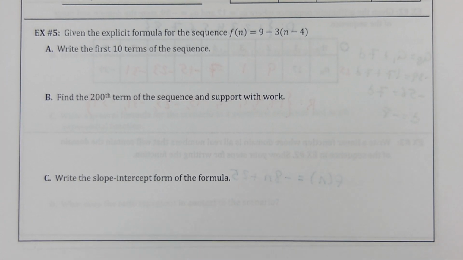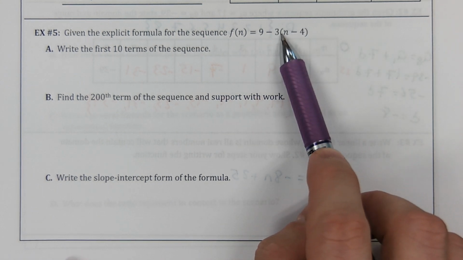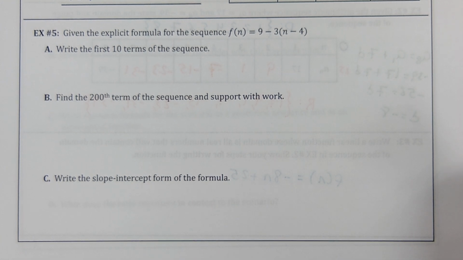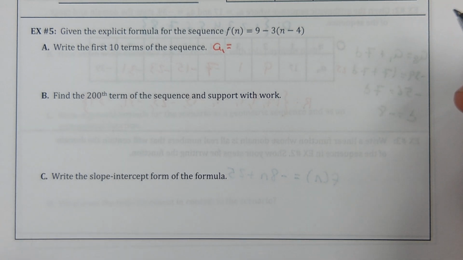Given the explicit formula right here, we can see it's arithmetic because this would be our common difference. Write the first 10 terms of the sequence. And you could write these as a set, or you could write them as A1 equals, A2 equals, completely up to you. I chose set notation on my notes just because, why not? But what we do need to know is what is A1 and what is D. What is A sub 1? What is it?